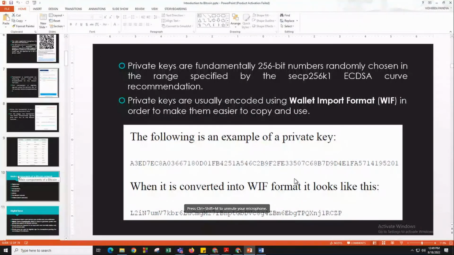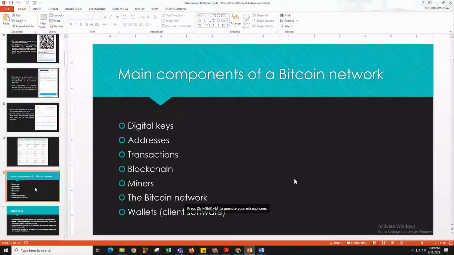So the main components of our Bitcoin networks are digital keys, the addresses, the transaction, blockchain, miners, network, and the wallet. So these are the main components of your Bitcoin network. Okay, so we are going to discuss each and every component in detail.